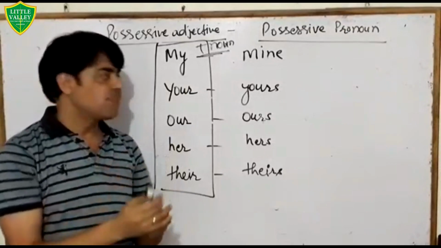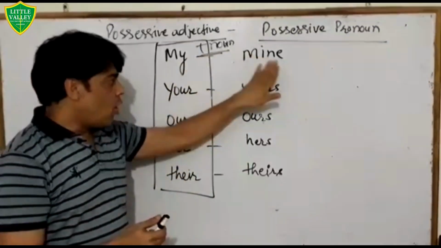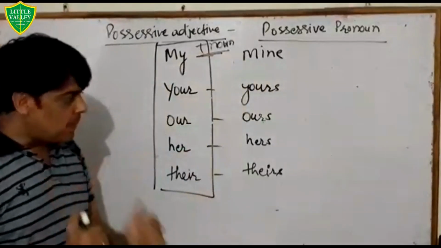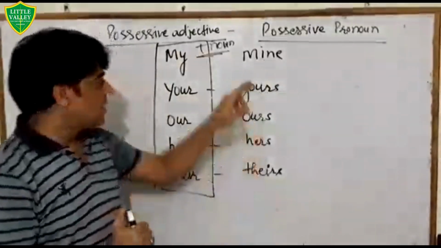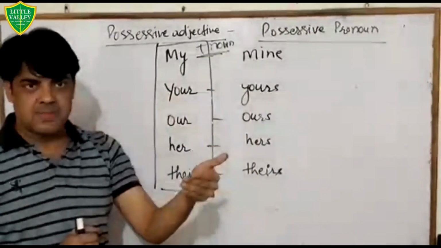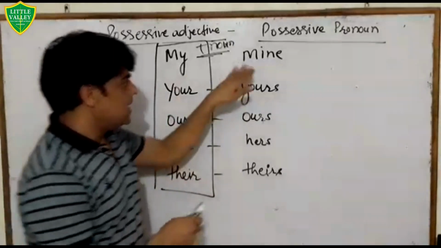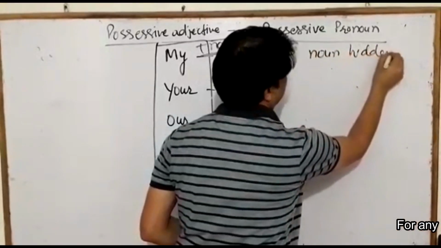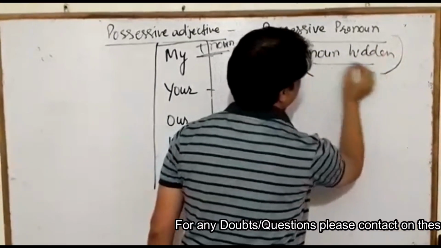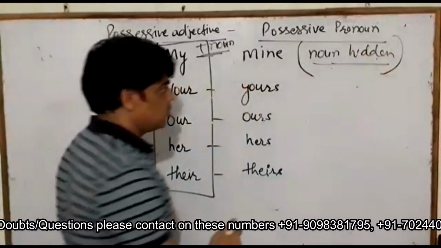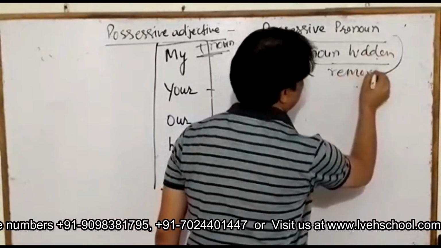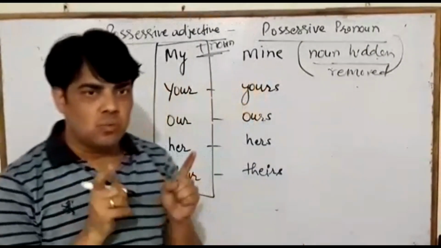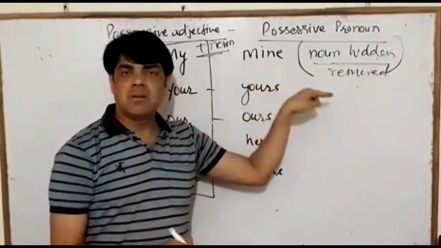So my is possessive. The meanings of my and mine are the same, but the uses are different. Mine is also possessive, but here the noun is hidden or removed. We have a noun, but we don't want to use it. Then we use a possessive pronoun.